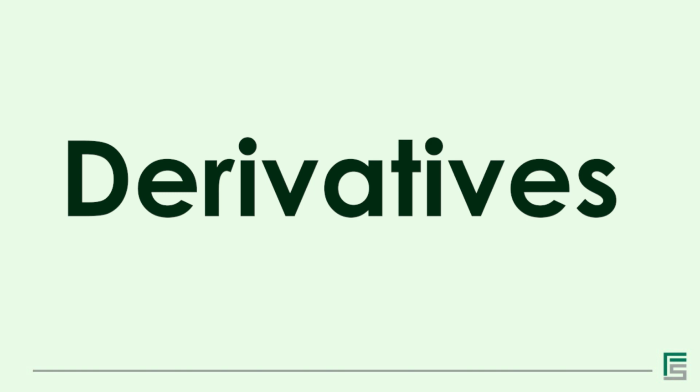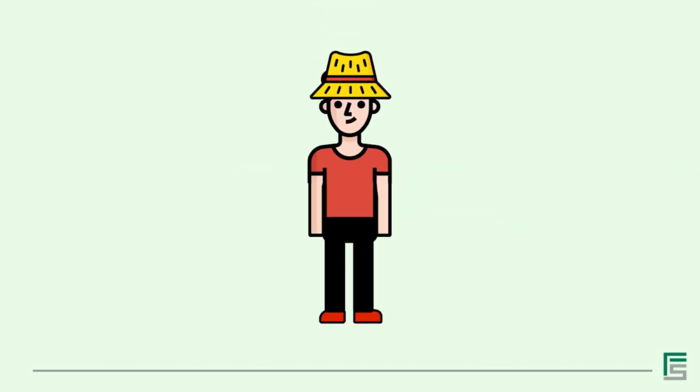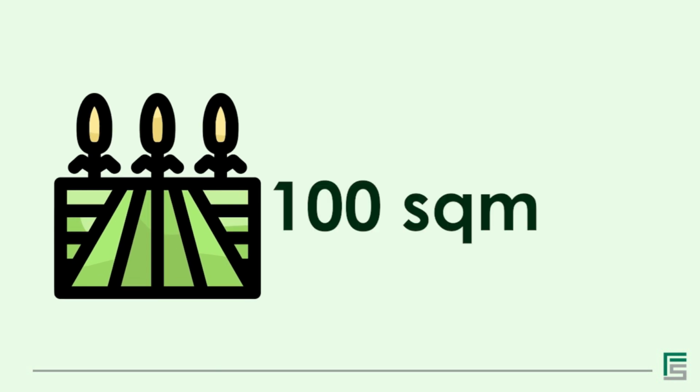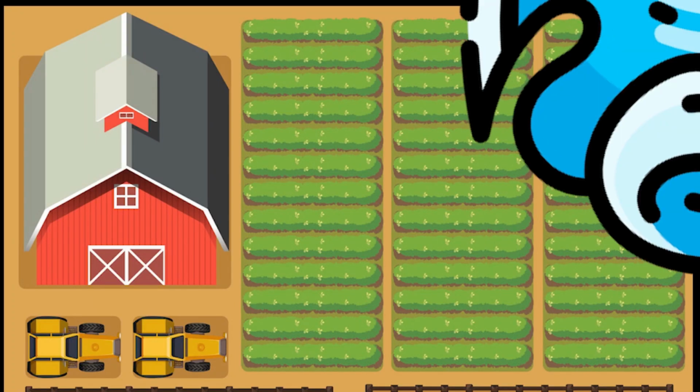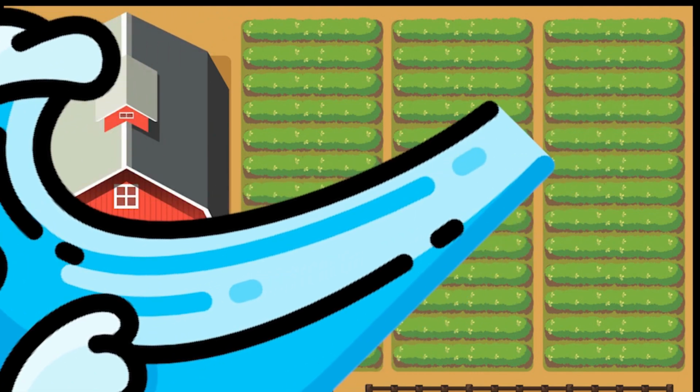To understand derivatives, let's make Ishmam a rice farmer for a moment. He has 100 square meters of land that he will farm rice on. He calculates that he needs 10 taka per square meter of land to produce rice, which equals 1000 taka in total production cost. But he fears that in the upcoming monsoon, flood will destroy half of the crops.